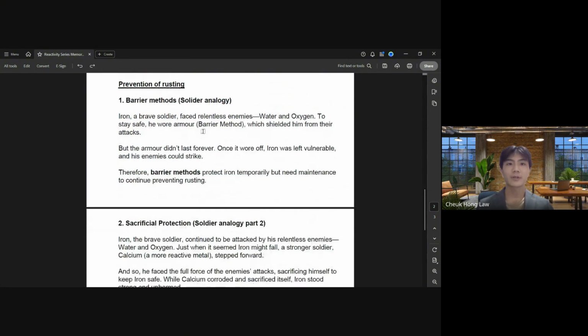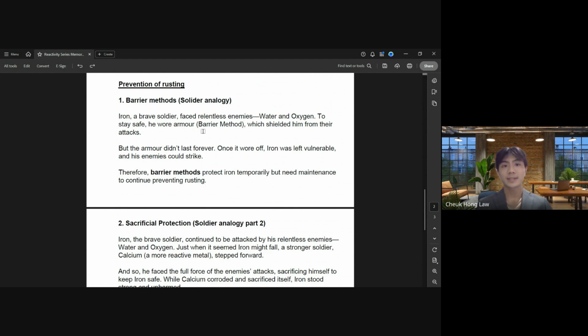And next, prevention of rusting. First, we have barrier methods. Then second, we have sacrificial protection. So barrier methods, how does it work? Let me give you an analogy. So Iron, right, who is a brave soldier, he faced relentless enemies. So the enemies are water and oxygen. So iron doesn't want to come into contact with water and oxygen because it will rust. It doesn't want to rust.